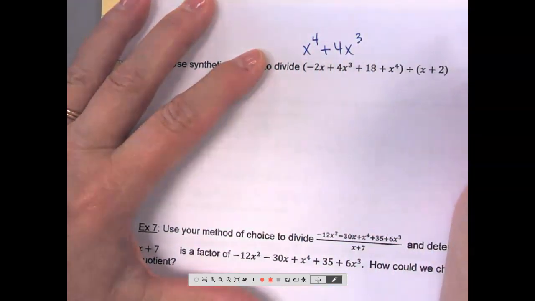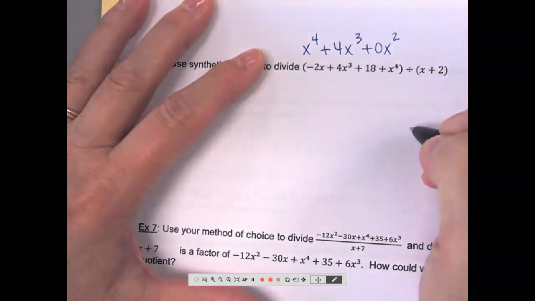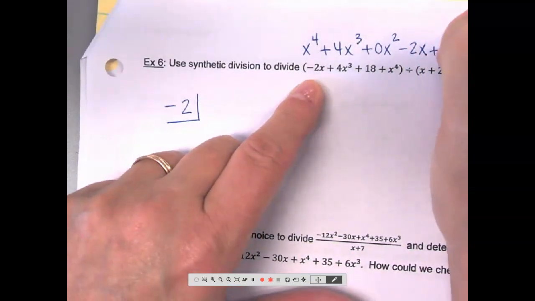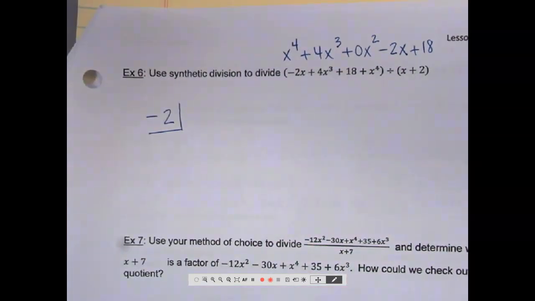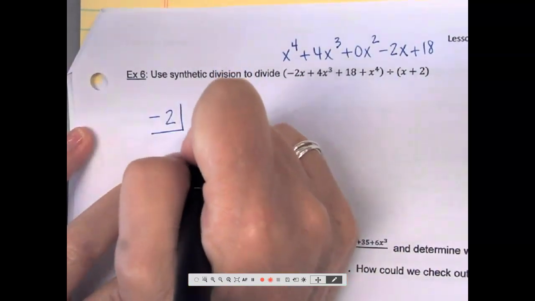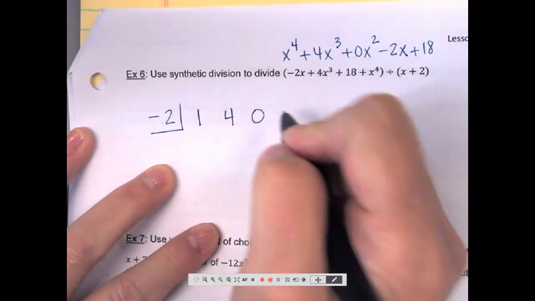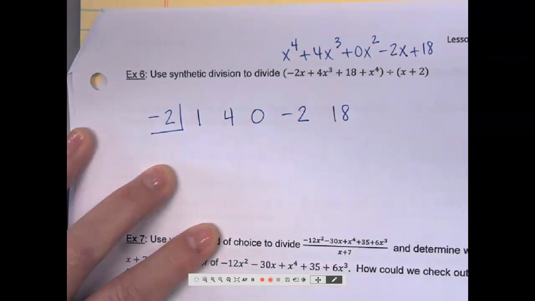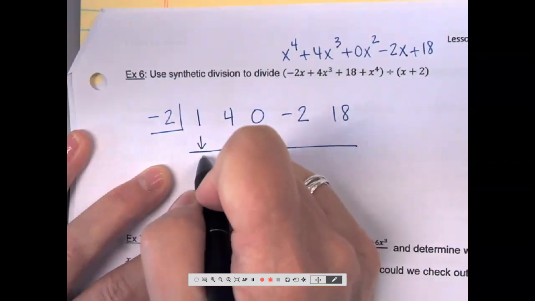Oh, look, x squared is missing. Put a 0 in there for x squared. Then my negative 2x, then my 18. So I rearranged it in descending order and accounted for any skipped terms with a 0. Now let's bring our numbers down: 1x to the 4th, 4x cubed, 0x squared, negative 2x, and 18. Leave a row for numbers. Bring the first one down.